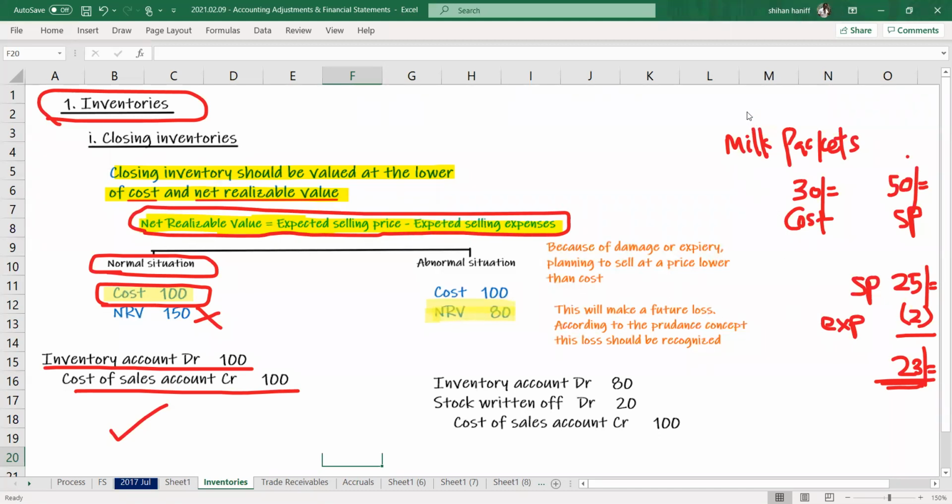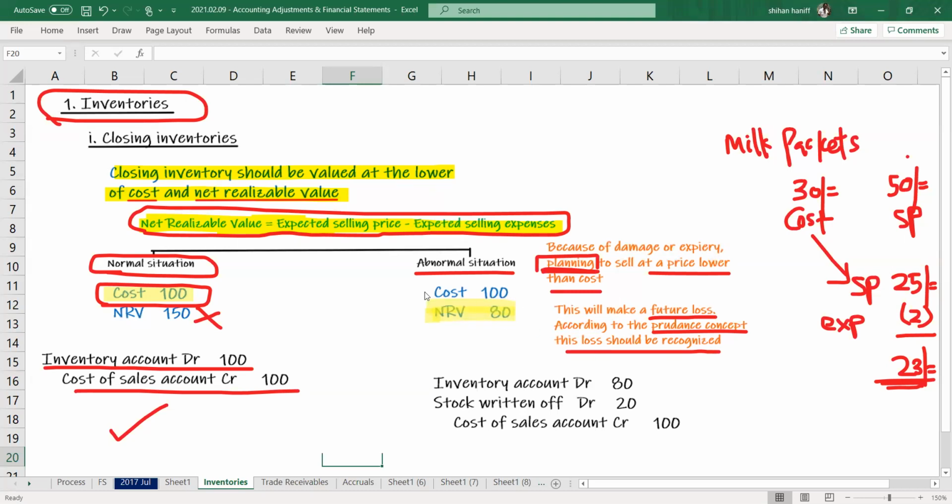So this is an abnormal situation. You are selling less than the cost because of damage or expiry, planning to sell at a price lower than the cost. Remember, this is planning to sell. Still you didn't sell it. So this will make a future loss. So according to the prudence concept, this loss should be recognized. We have to recognize this loss.